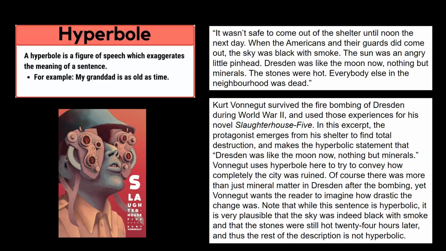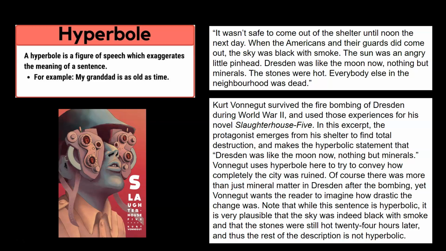We then have hyperbole, which I quite like, which is an exaggeration. So if someone was to say, "My granddad is as old as time," that's actually a simile as well, but the exaggeration there is that nothing can be as old as time, but the reference is that the grandfather is quite old. And I like the hyperbole in Kurt Vonnegut Jr.'s famous novel Slaughterhouse-Five, where he writes, "It wasn't safe to come out of the shelter until noon the next day. When the Americans and their guards did not come out, the sky was black with smoke. The sun was an angry little pinhead."